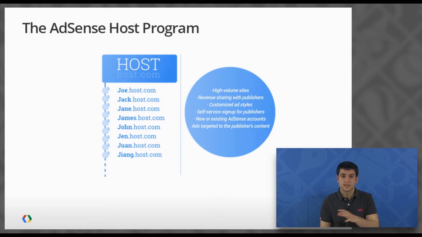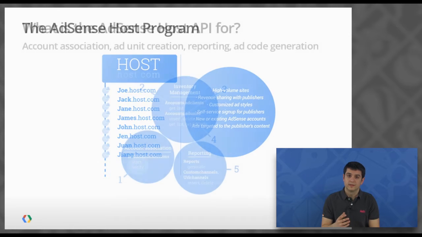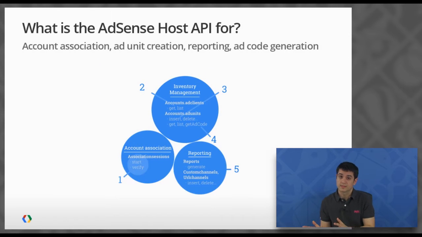Once the association between the host and the publisher account is complete, the ads that appear in the publisher section of the site are targeted to its content, and the revenue is shared between the host and the publisher as defined by the host when joining the program. In order for this to be easy for publishers, the host has to use the API to link the host and publisher accounts, create the ad units, fetch the ad code needed to show ads, and finally generate reports to track the performance of things like publishers, ad units, positions, styles, etc.